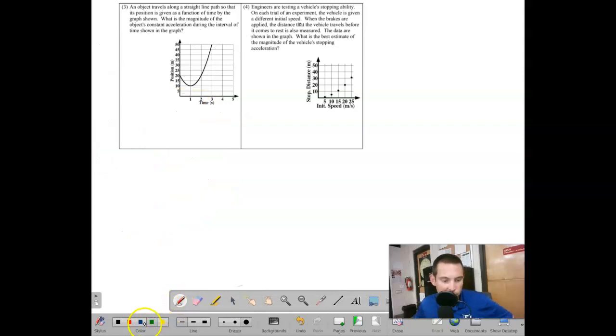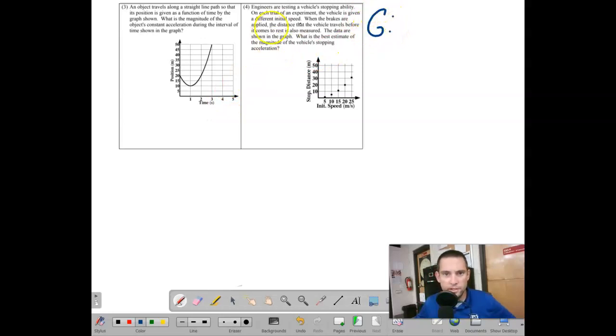Next up, we have engineers working on a vehicle's stopping ability. On each trial, the vehicle is given a different initial speed. When the brakes are applied, the distance that the car travels before it comes to a rest is also measured. Data shown on the graph. What is the best estimate of the magnitude of the vehicle's stopping acceleration?